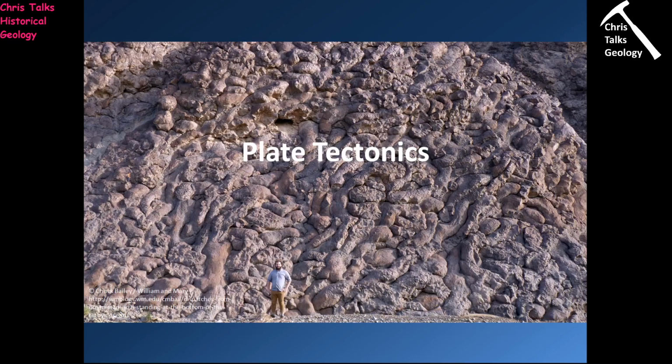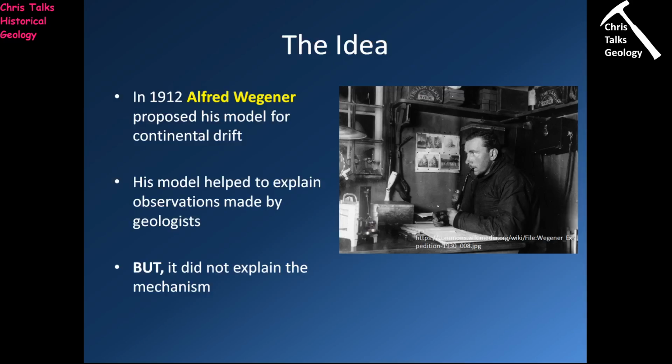Alright, let's get going. So the idea of plate tectonics, which is also referred to as continental drift, was put forward by Alfred Wegener in 1912. His model helped to explain observations that were being made by geologists around that time.